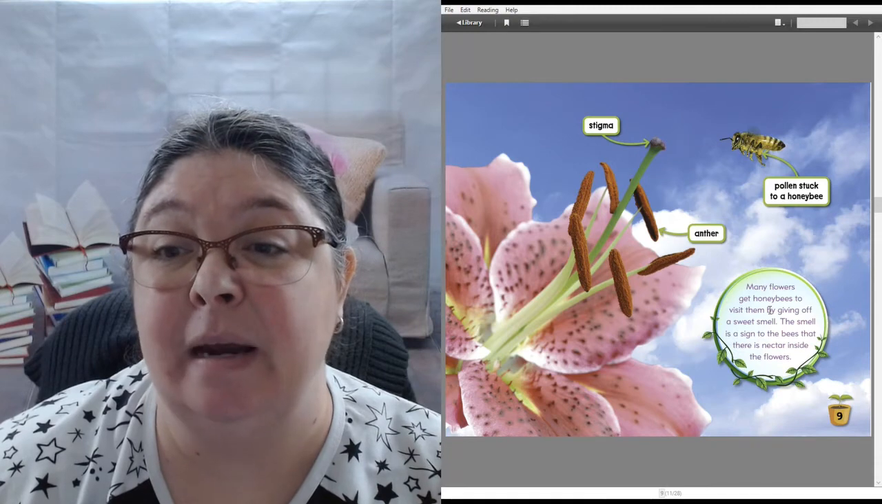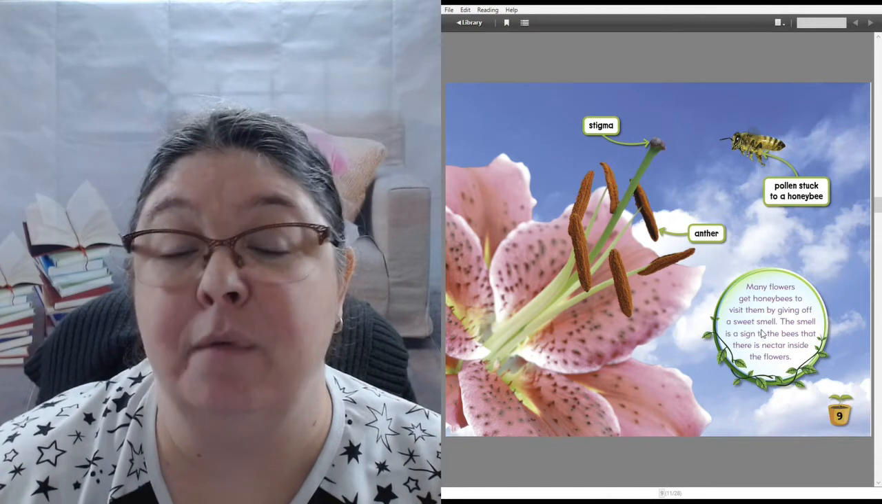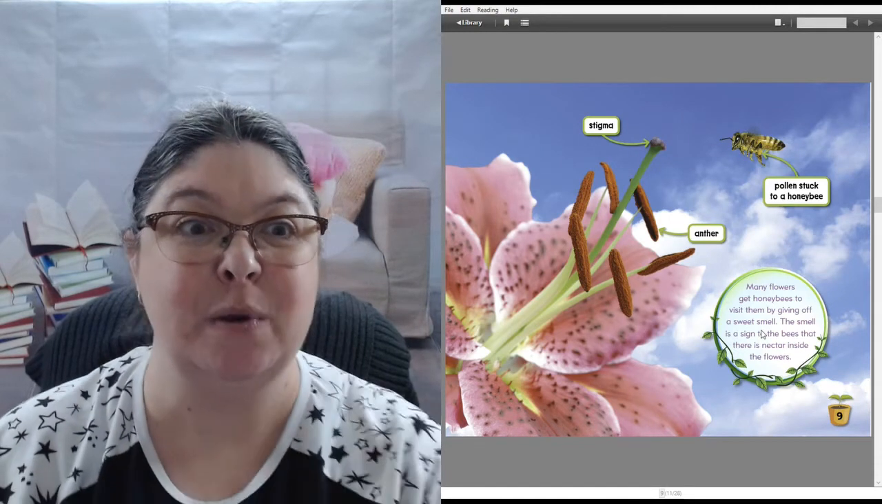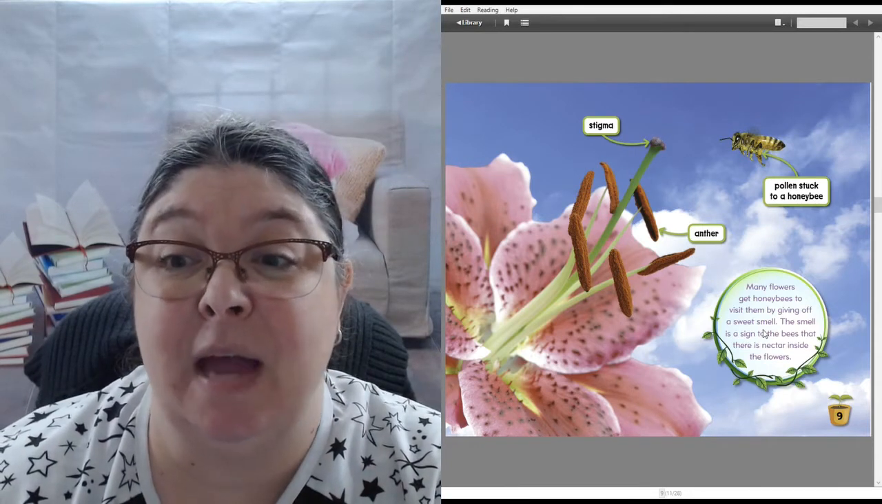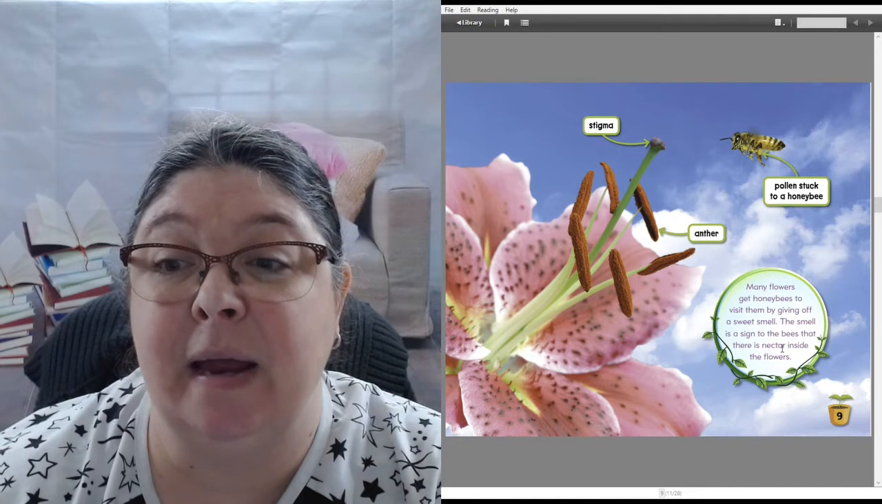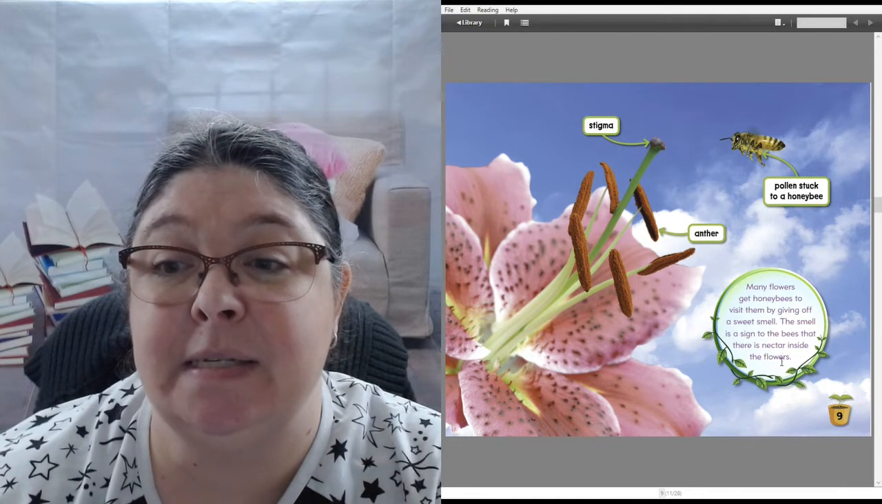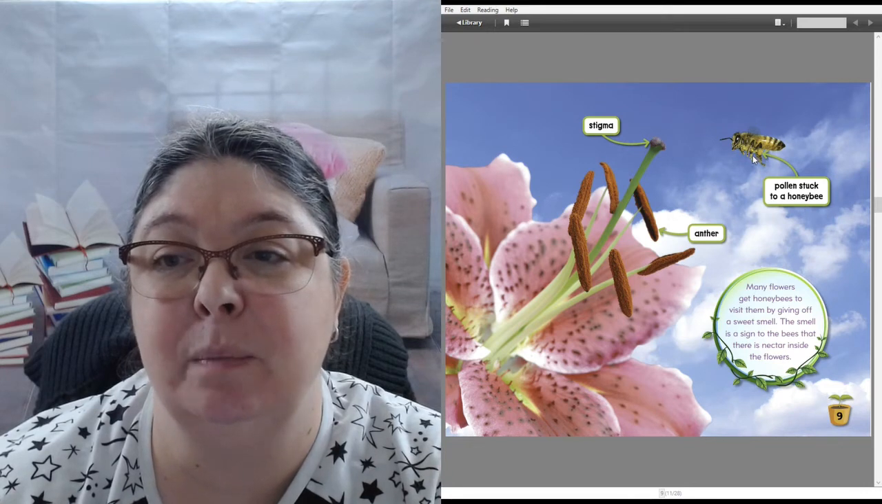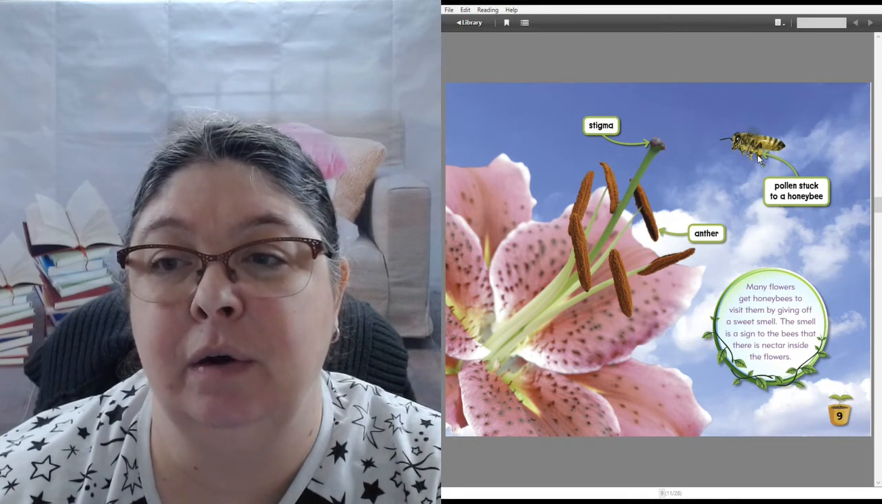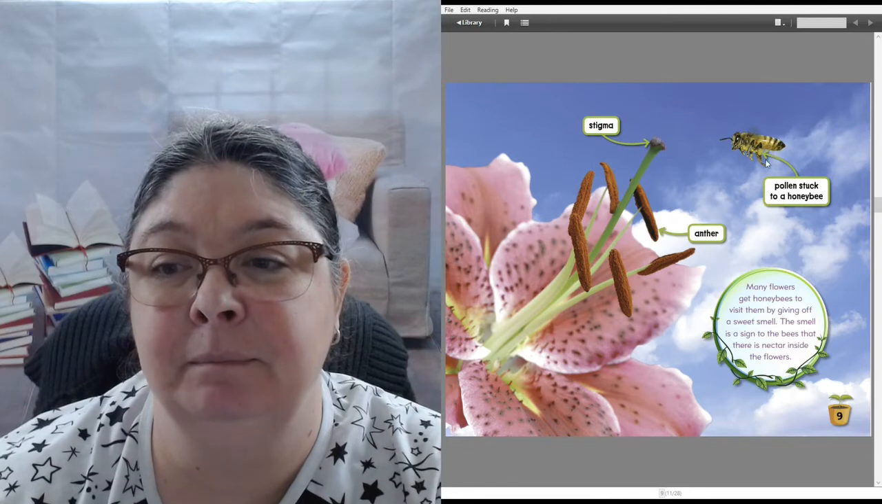Many flowers get honeybees to visit them by giving off a sweet smell. That's why when you pick flowers, you often want to smell them. Well, the bees can smell that too. The smell is a sign to the bees that there is nectar inside the flowers. As you can see here on this little bee, the pollen is stuck to it.